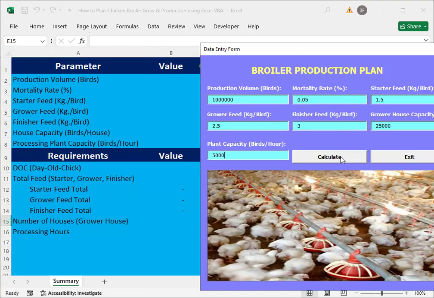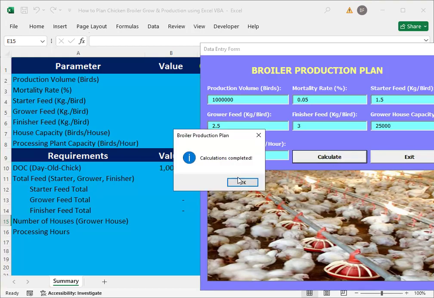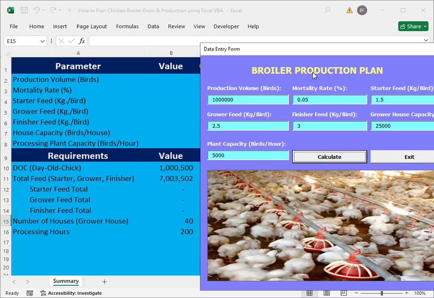Okay. Then I'm going to calculate. Calculations complete. Okay. All right.